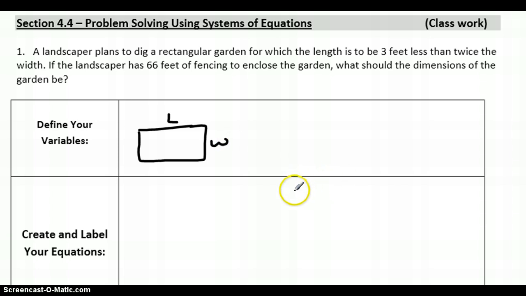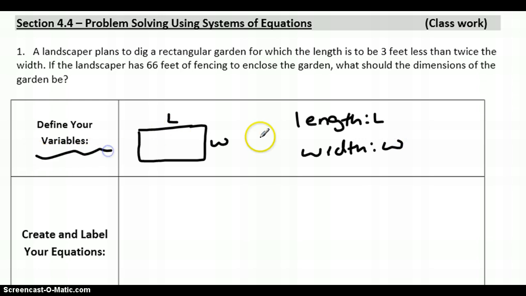Alright, now on to what we know. In this situation, my variables are going to be L and W. If I want to be explicit and label those, let's just say length, I'm going to call L, or if you want X, that's fine, and width, I'm going to call W. Okay, so that's what I've done for defining my variables.